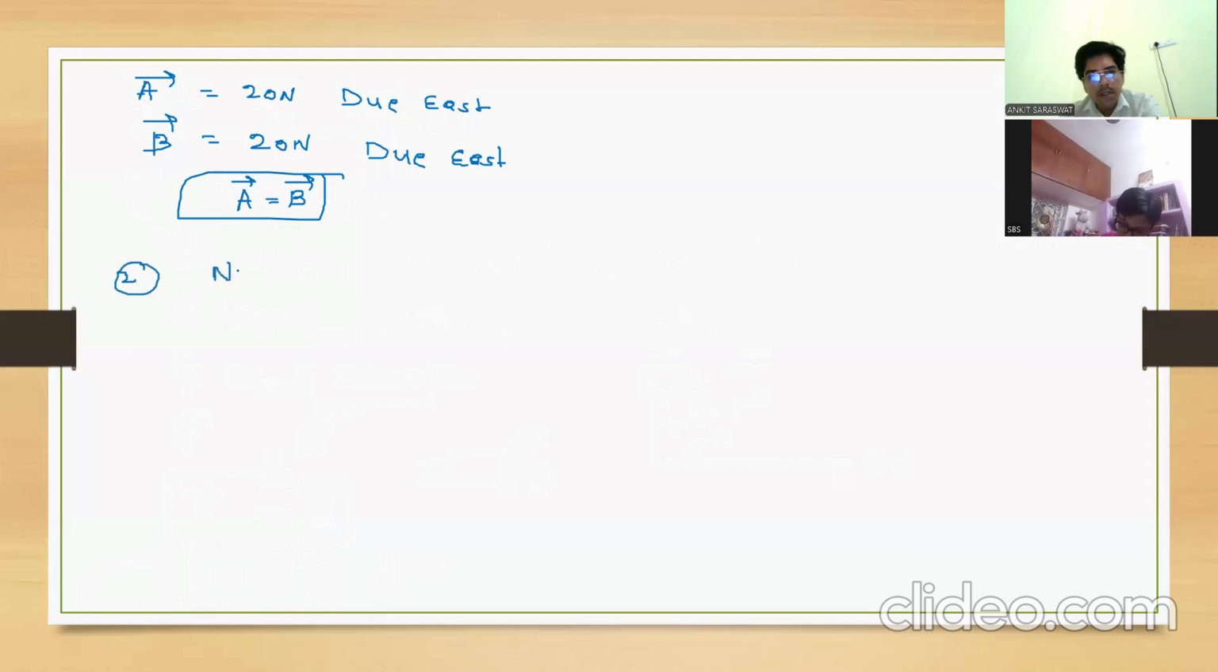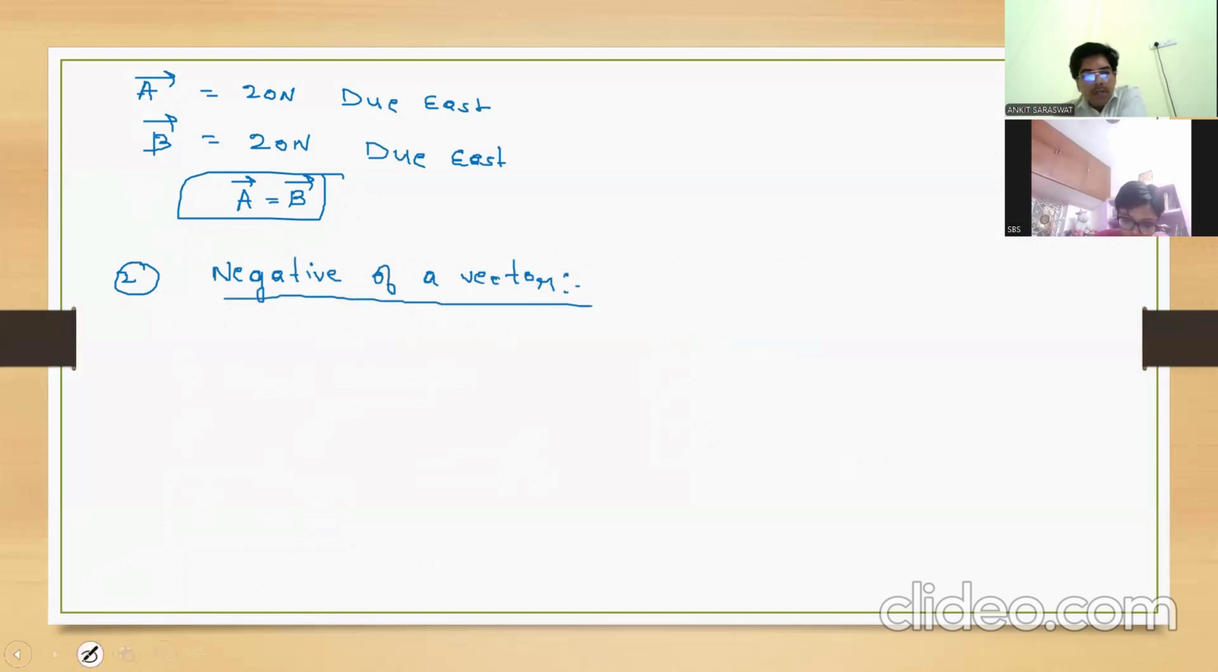Negative of a vector. What is the meaning of this? Write down. Negative of a vector means same magnitude, but opposite in direction. Clear? Opposite in direction.